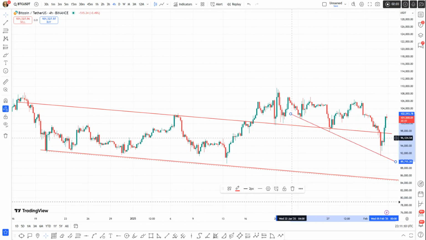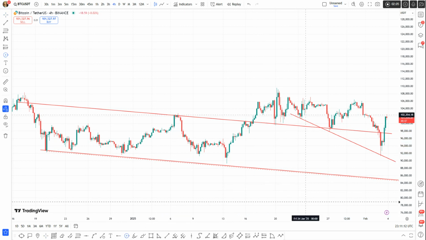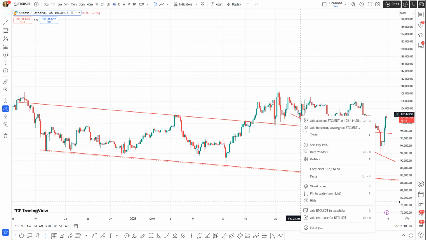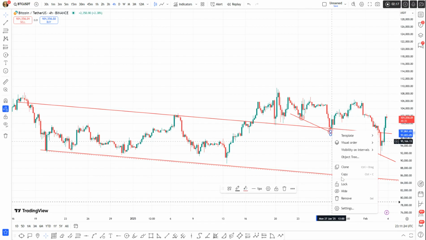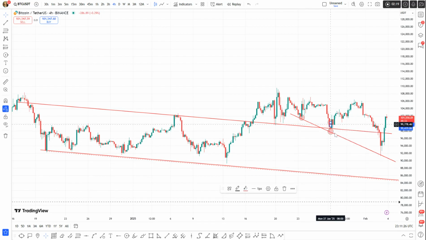So price updated demand flow here and returned to confirm a descending trend line. And lastly, came again and finally bought on the structure.